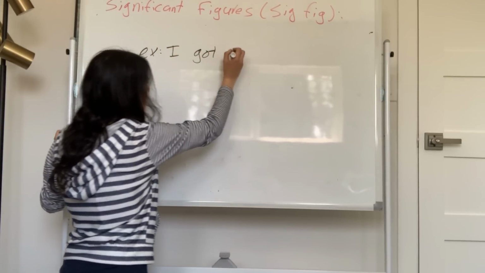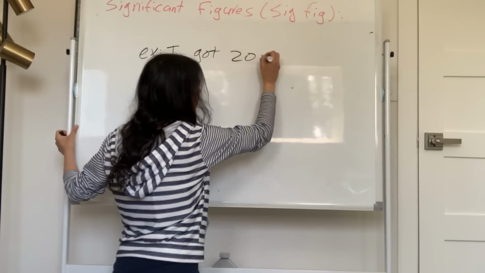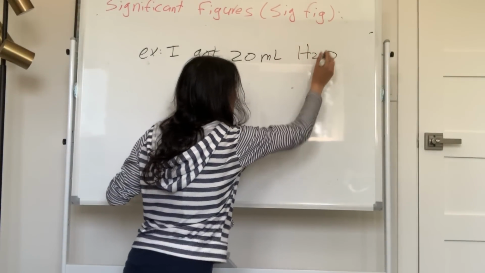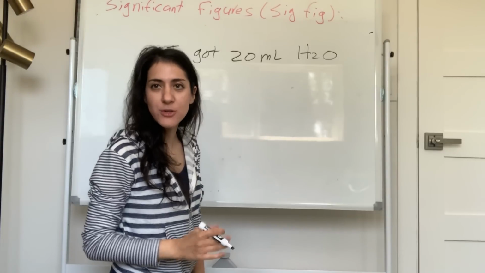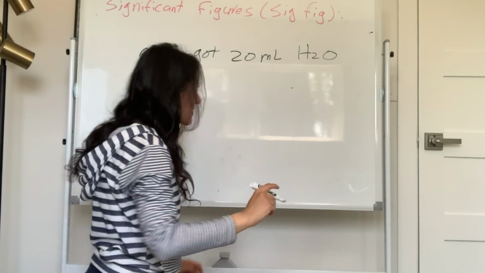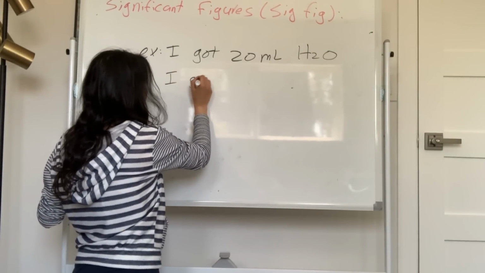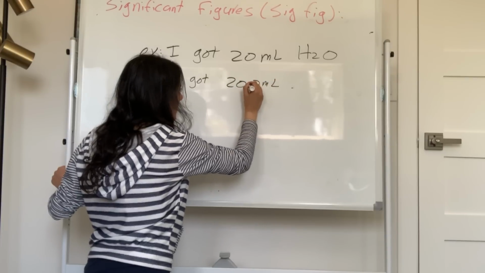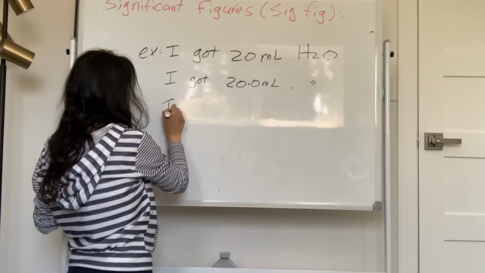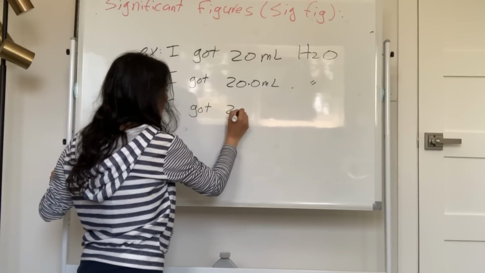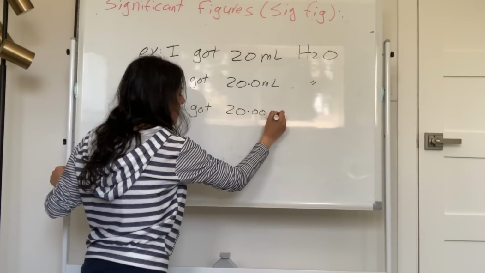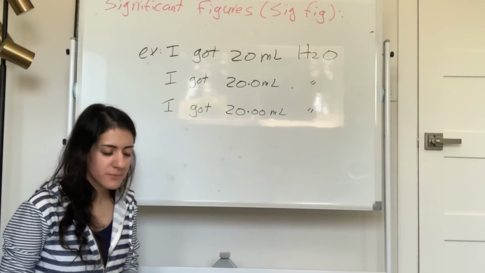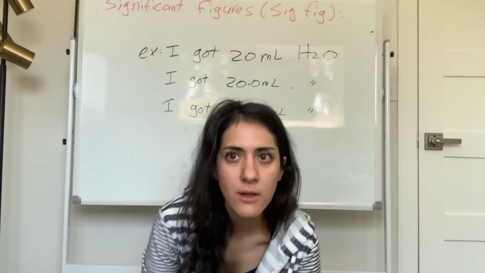I got 20 ml, number with a unit, H2O. What is H2O? H2O is water. Good job. I got 20.0 ml H2O. I got 20.00 ml H2O. Okay. I got 20 ml water.